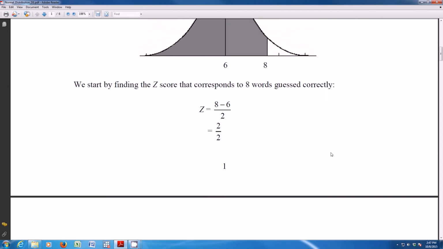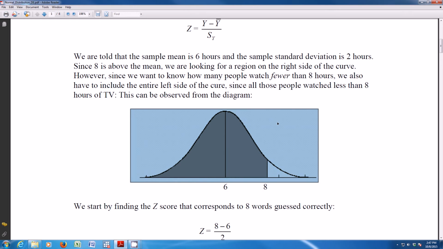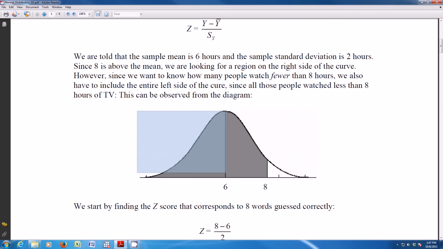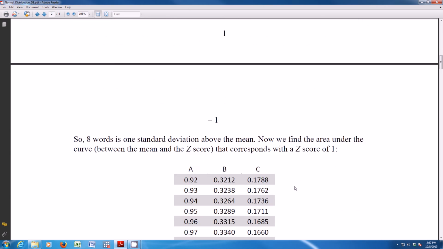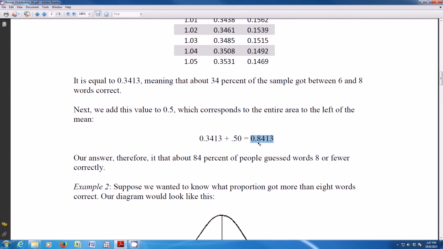Now, in order to answer the question, we're not quite finished. We still have to account for everybody who has fewer than 6 words correct on the vocab test, and that's this area. The entire area under the normal curve is 1. Because it's symmetrical, half the area is below the mean and half the area is above the mean. So the area below the mean of 6 is 0.5. We're just going to add the area we found between 6 and 8, 0.3413, to 0.5, and that will give us the answer to this question. The value is going to come out to 0.8413. If we round it and express it as a percent, that tells us that 84% of people guessed 8 or fewer words correctly.